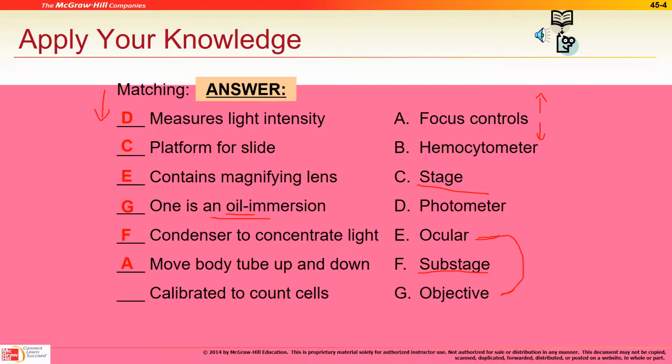And then lastly, calibrated to count cells. So last time I mentioned an automatic scanning microscope. So here's an automatic counting microscope.